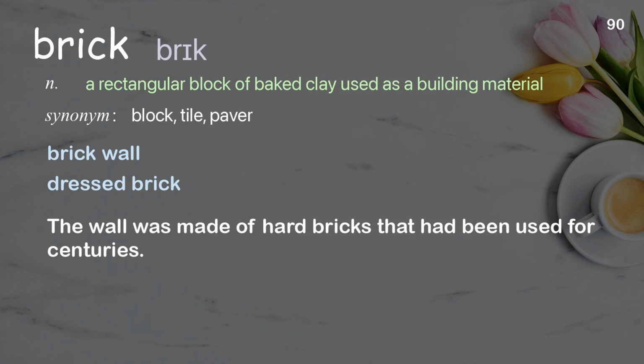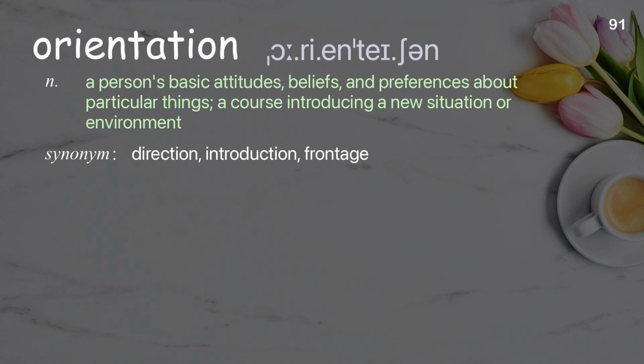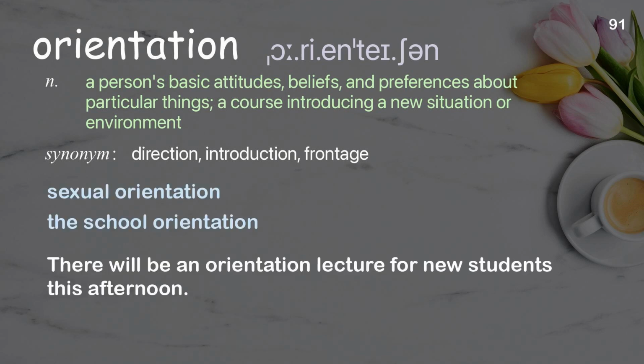Orientation: a person's basic attitudes, beliefs, and preferences about particular things; a course introducing a new situation or environment. Examples: sexual orientation, the school orientation. There will be an orientation lecture for new students this afternoon.